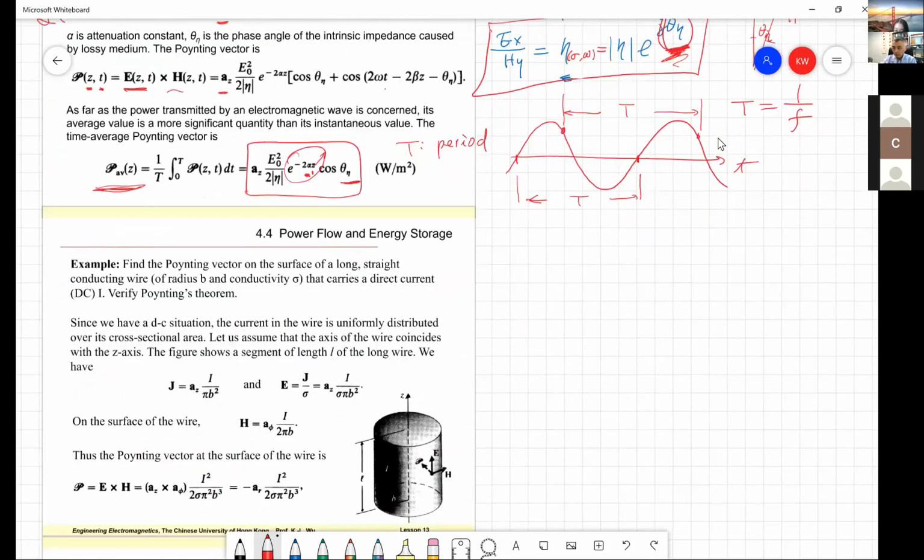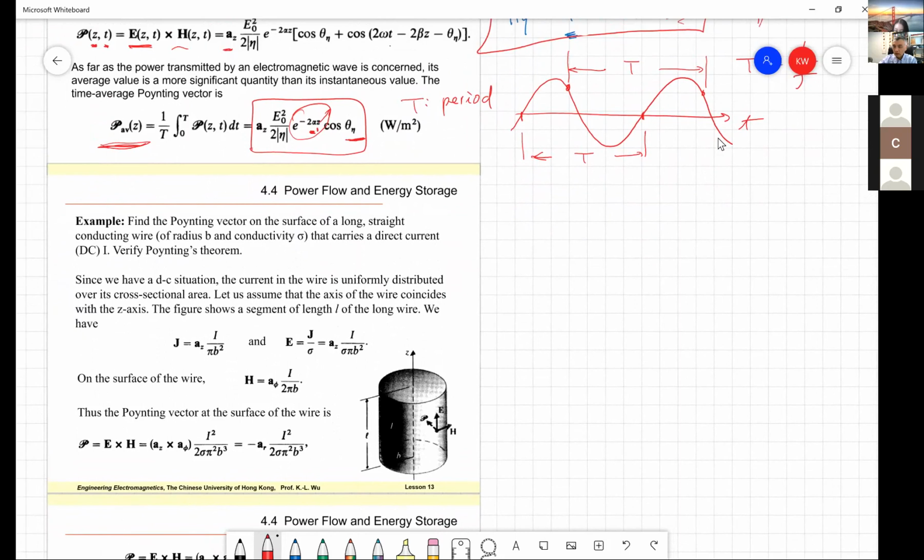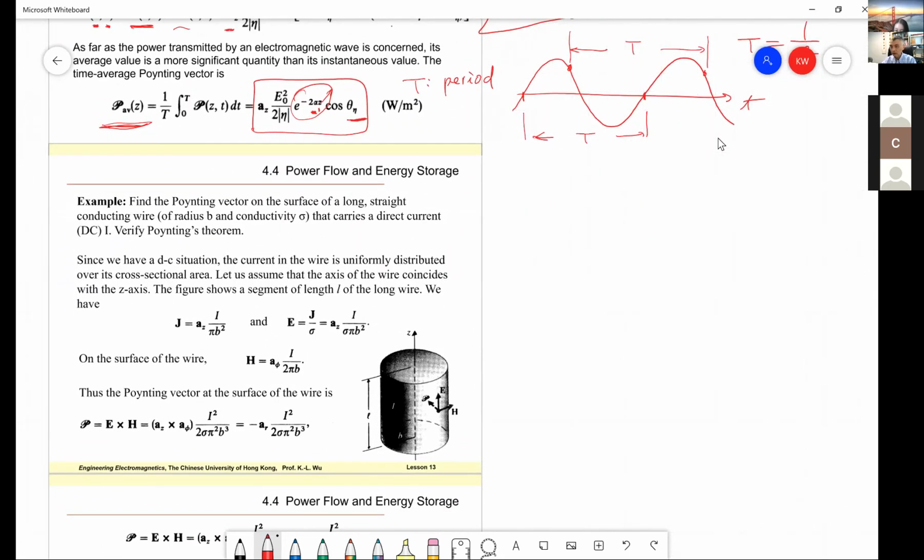So this is an example about the plane wave. Let's take a look at another simple example quickly. We have a DC current, direct current. DC current means the change with time is 0.